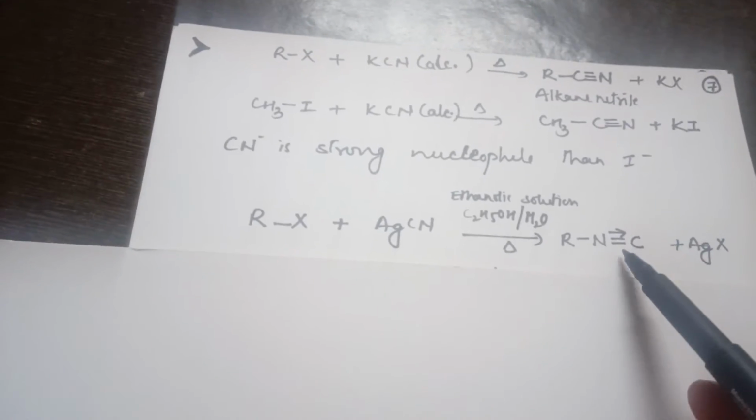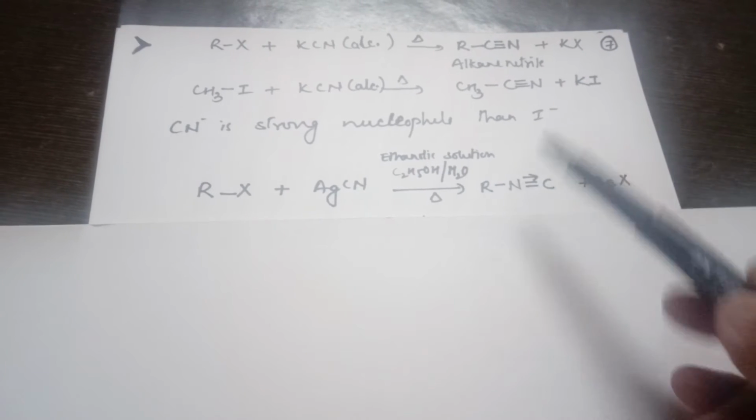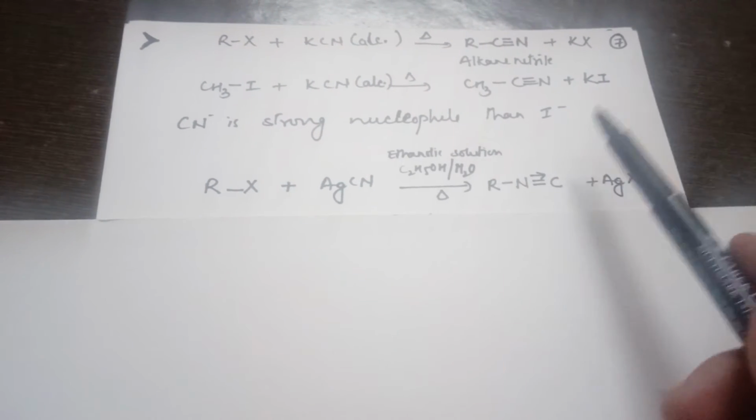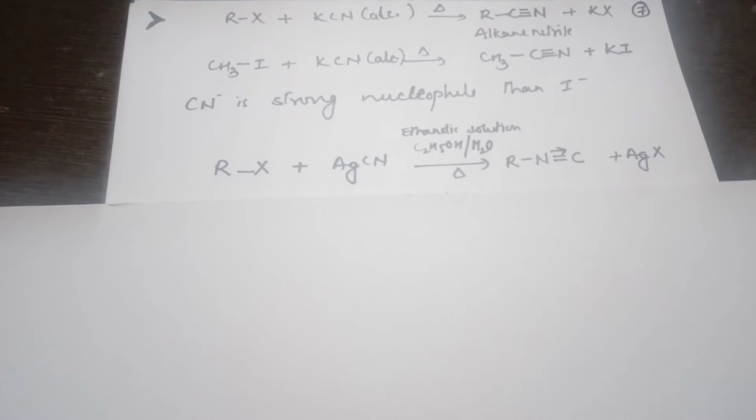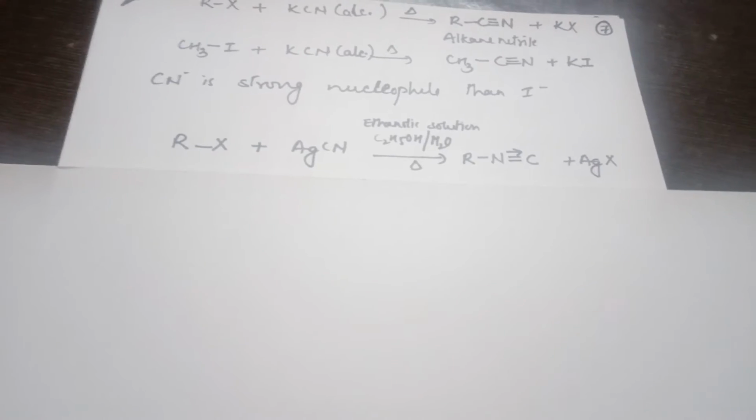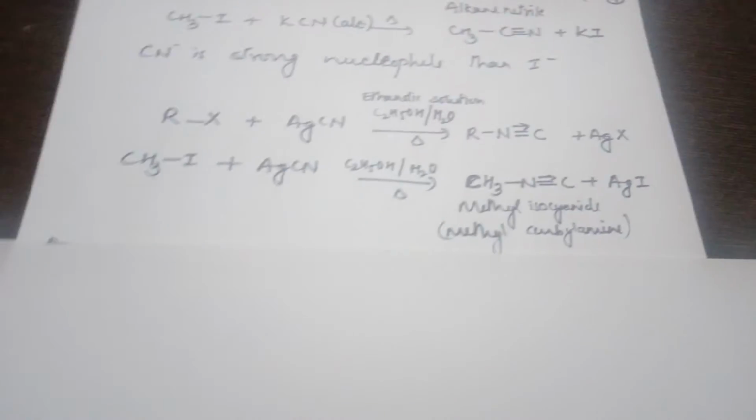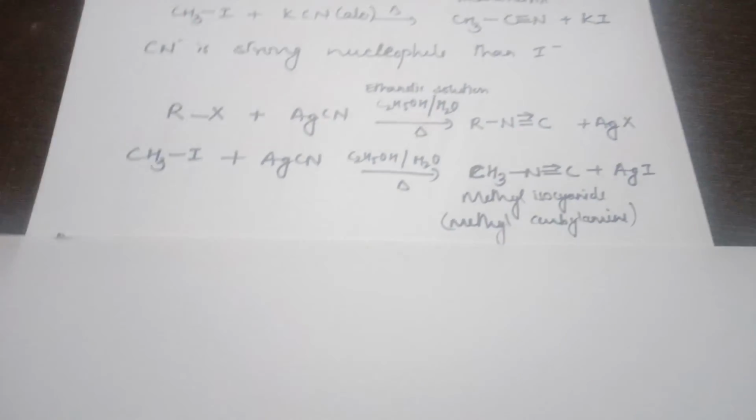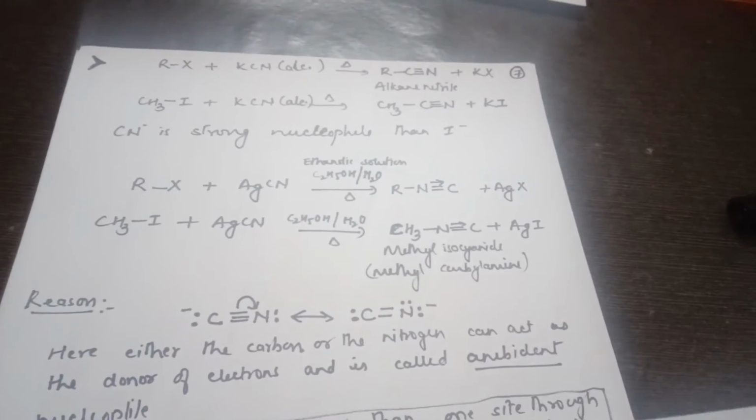Now the question arises, why is this change there? If you are taking KCN, we are getting alkyl cyanide. If you're taking AgCN, we are getting isocyanide. Now, why is this happening? And this is a question in NCERT also. I've taken one example also reflecting the same thing, methyl isocyanide preparation. Now, what is the reason for this?